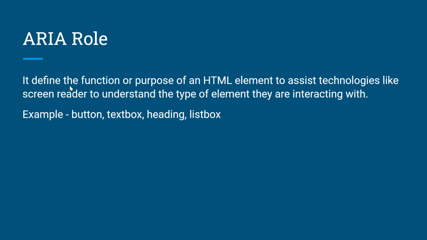Now let's understand about the ARIA role. It defines the function or purpose of an HTML element to assist technologies like screen readers to understand the type of element they are interacting with. Example: button, text box, heading. So when we create any element, we need to define a role, which will say whether it is a text box or a button, so that a screen reader can understand, okay, this is a text box or this is a button, and they can convey the same information to users with disabilities.